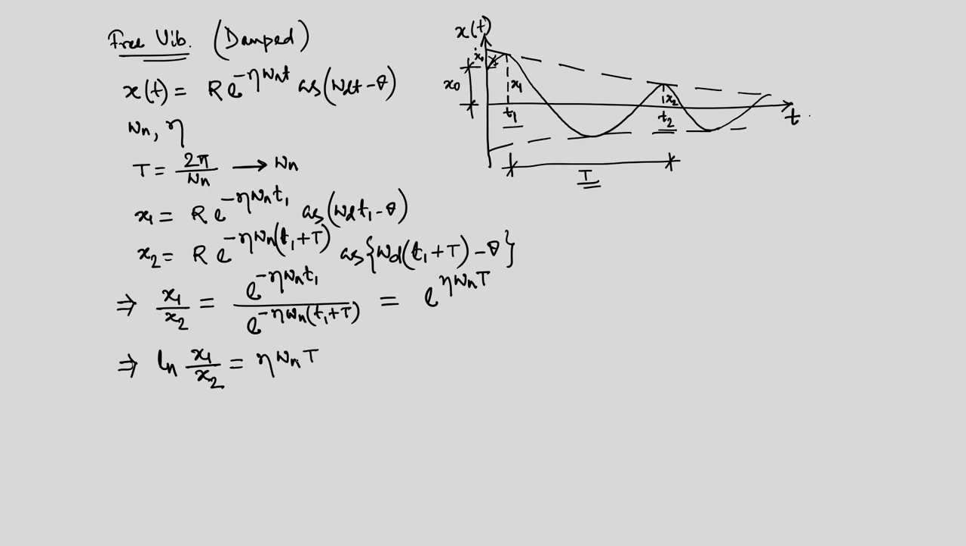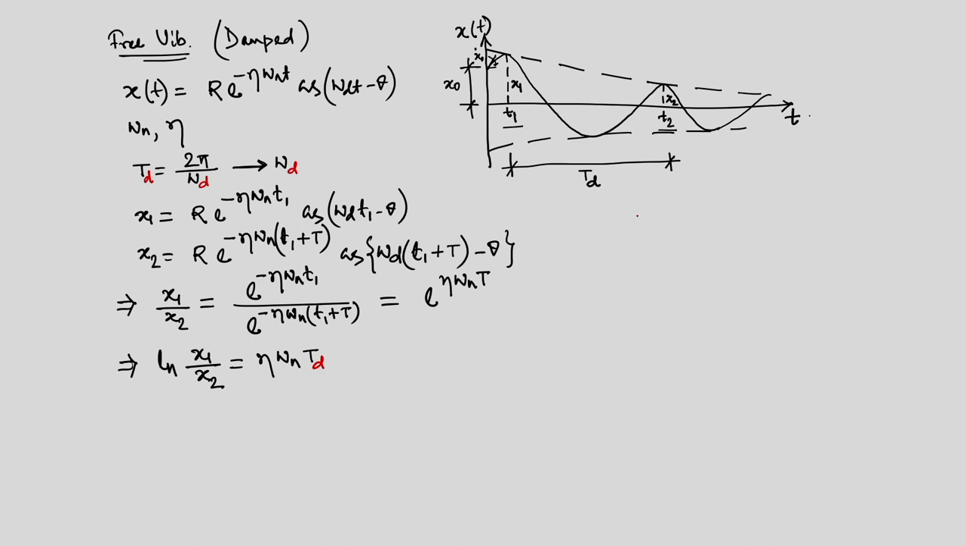Now, I will slightly modify this notation because in reality, when we have damped free vibration, the time period that we get is Td, not exactly T. So, this relation will be modified. We will have Td here, and the corresponding natural frequency will be omega d. From this relation we can find out omega d, and we will find out omega n in a minute. So, this relation: ln of x1 by x2 equals, on the right hand side, eta omega n Td.